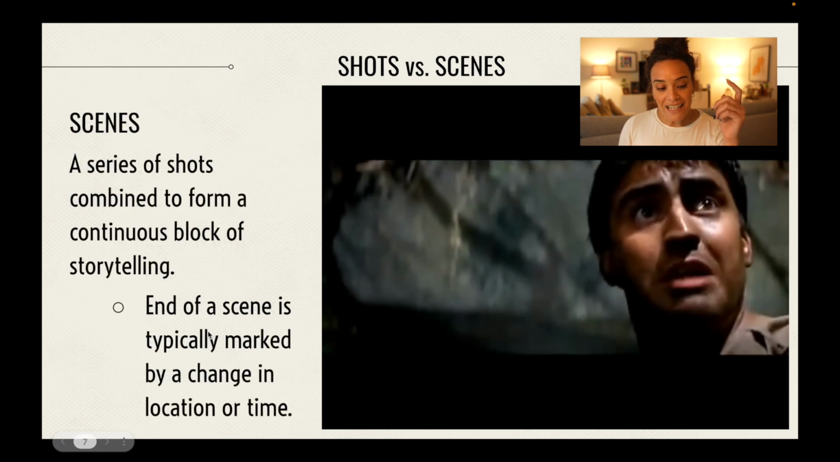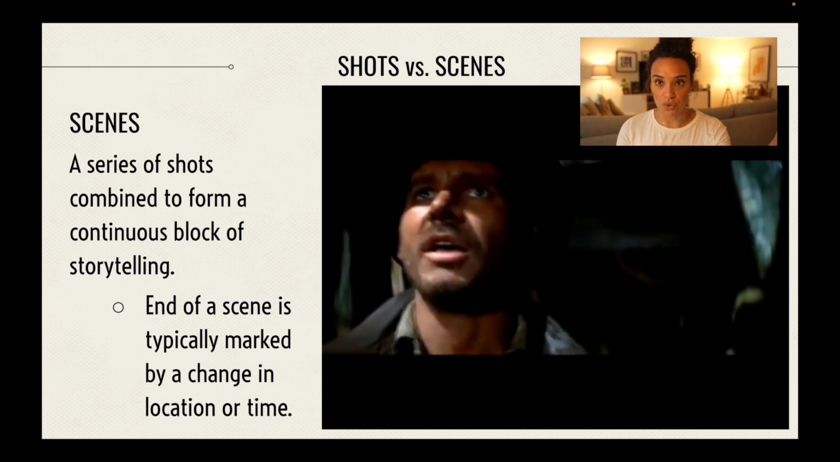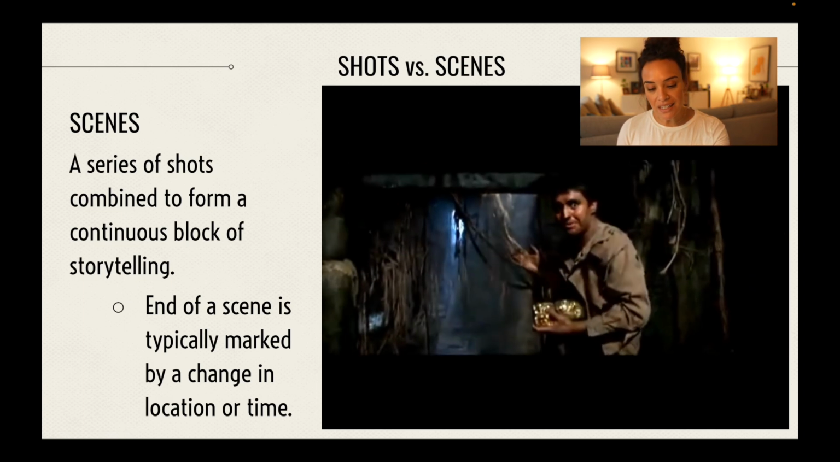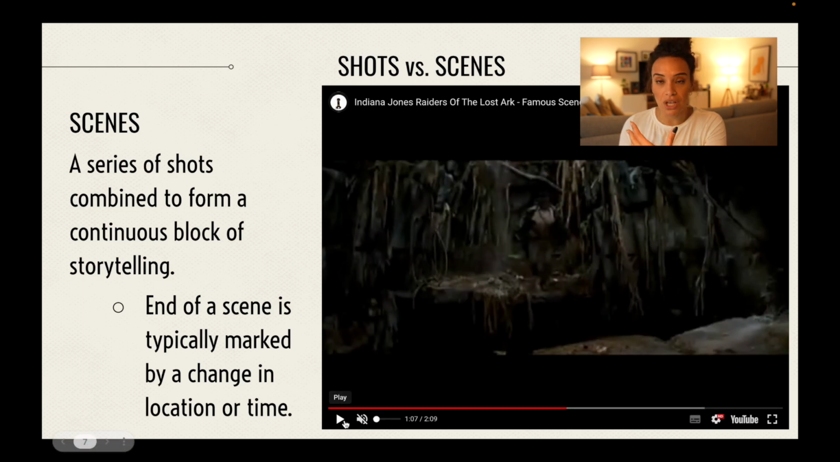A scene is basically a series of shots combined to form a continuous block of storytelling. The end of a scene is typically marked by a change in location or time. So if the location or time changes, just know that's your new scene, and you have to make sure you start storyboarding all of it.